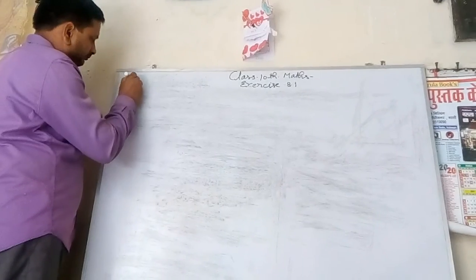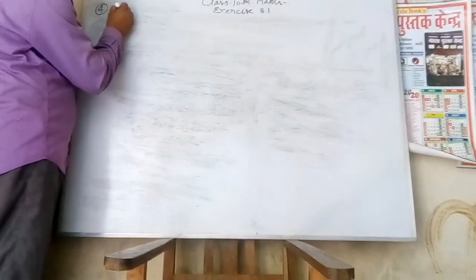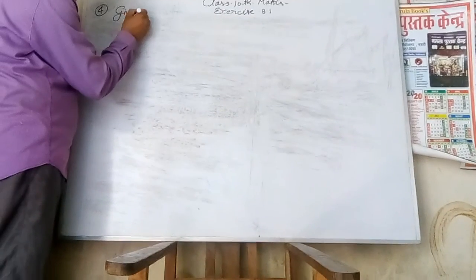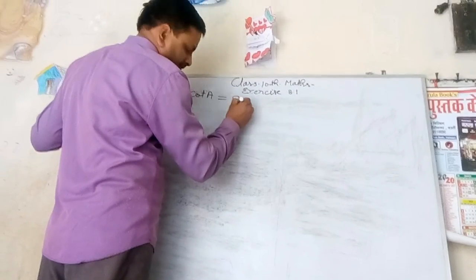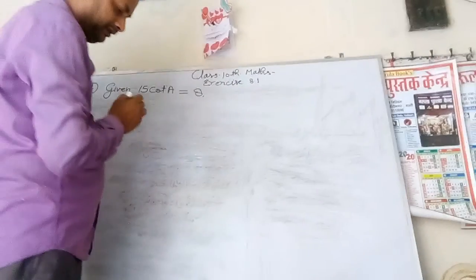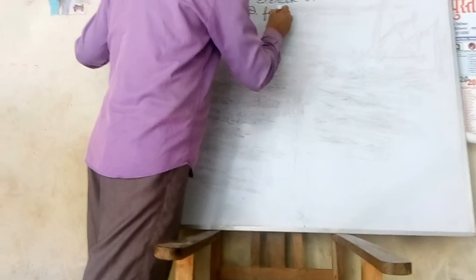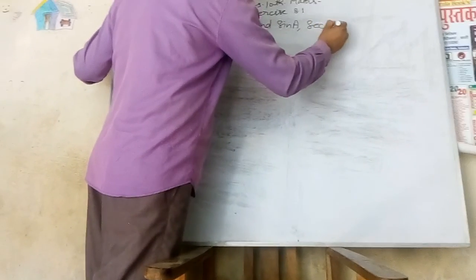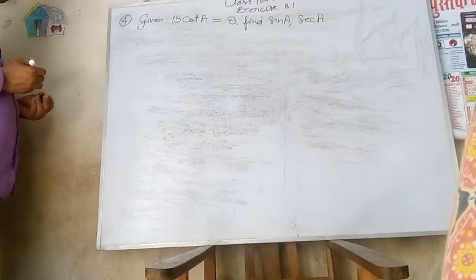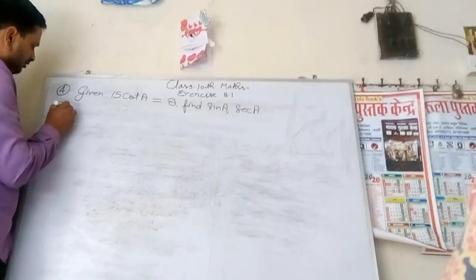Question number 4. Given that 15 cot A equal to 8, and we are asked to calculate sine A and sec A, and find sine of angle A and secant of angle A. So it is a very simple question, students. Don't worry.